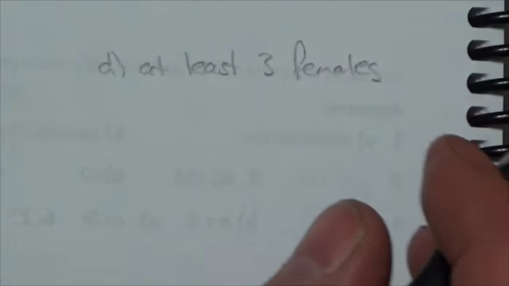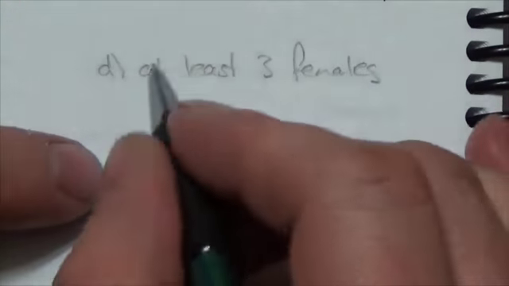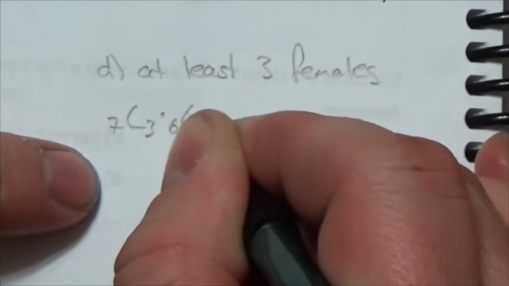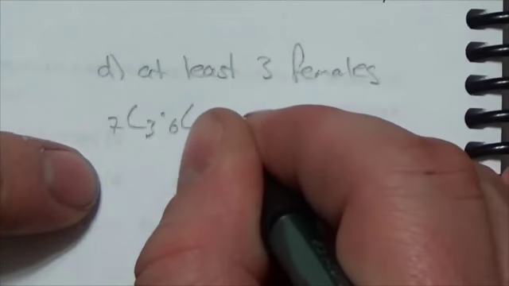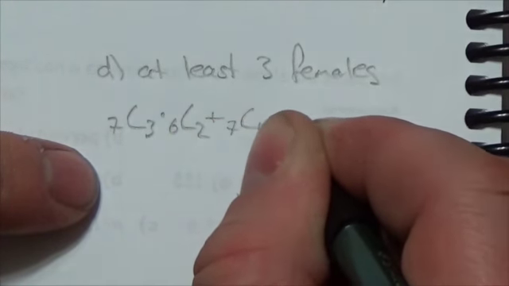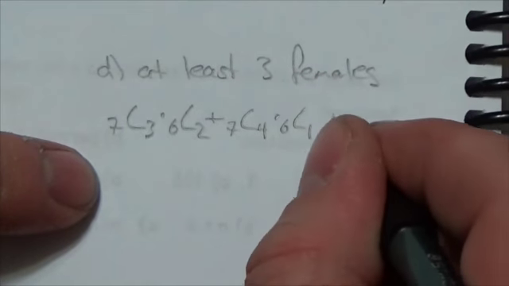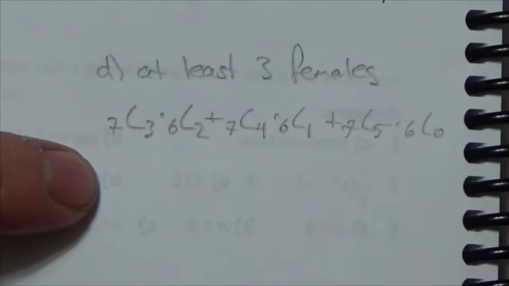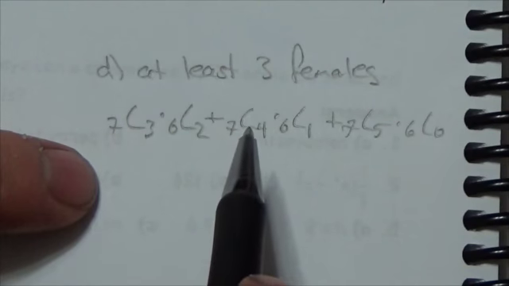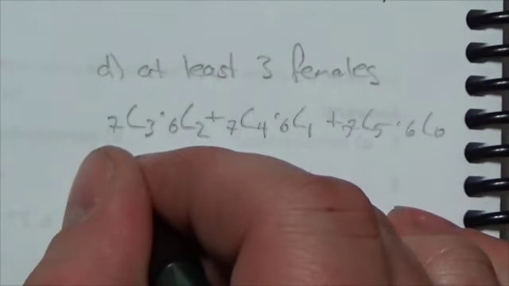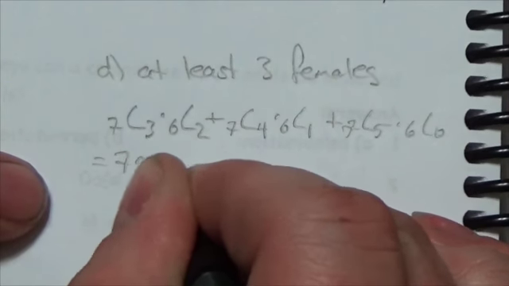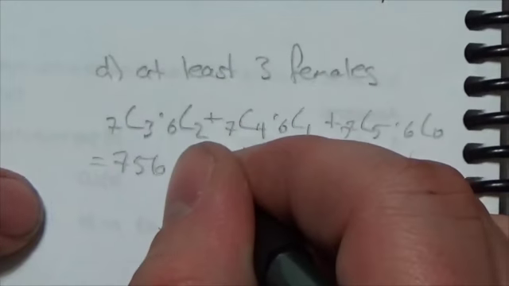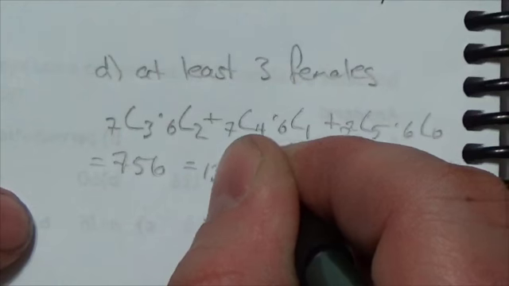Let me show you first of all the correct way to do this. Okay, at least 3 females means you could have, from the 7 females, you could choose 3. And that means you'd have to choose 2 males, or you could choose 4 females, in which case you're only choosing 1 male, or you could choose all 5 females and you don't choose a male. So here we go: 3 women, 4 women, 5 women, and when you evaluate that, you get 756.